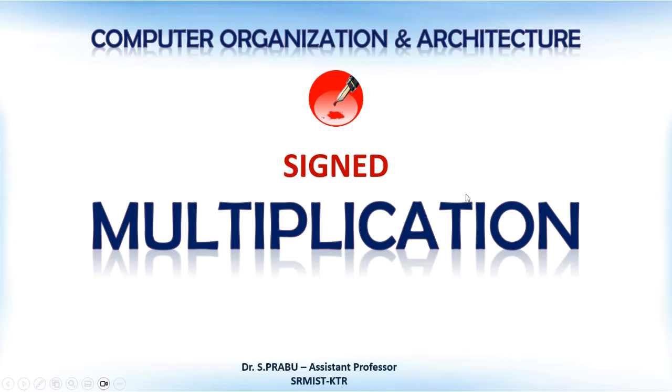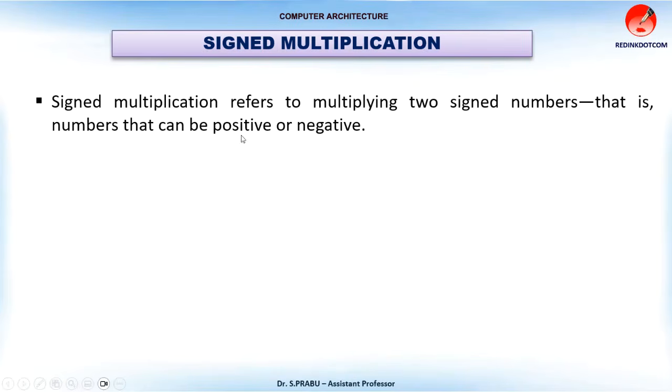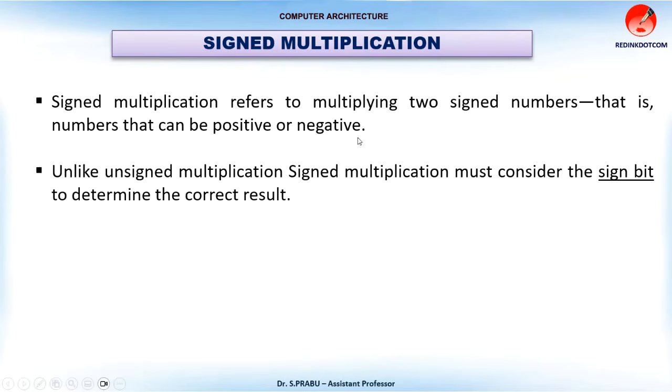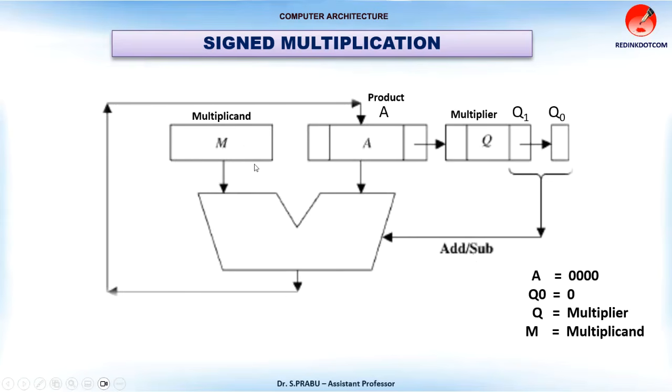Hello students, here we are going to discuss how multiplication can be done with signed numbers. Signed multiplication is nothing but the multiplication of two numbers that can be either positive or negative. For the negative representation we have to include one more bit called the sign bit. Using the Booth algorithm we can achieve signed multiplication.